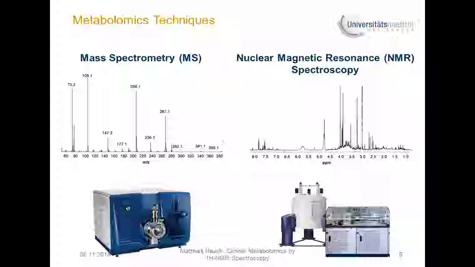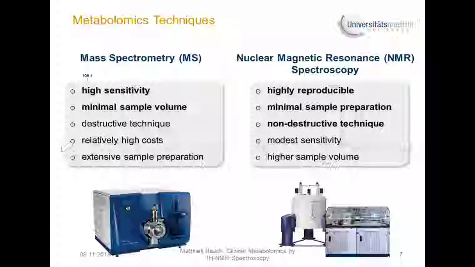In general, we apply two different techniques to look into our metabolome. On the one hand side, mass spectrometry, and on the other side, nuclear magnetic resonance spectroscopy. Of course, these methods have advantages and disadvantages. Mass spectrometry has a very high sensitivity, and we need only a very small sample volume. It's, on the other side, a destructive technique with relatively high costs and an extensive sample preparation.